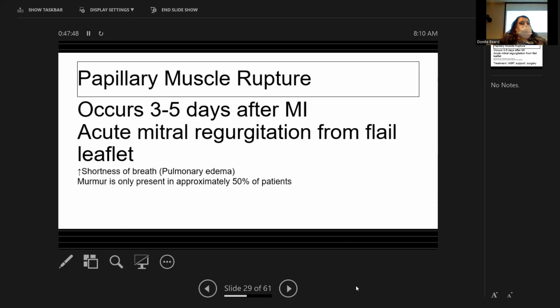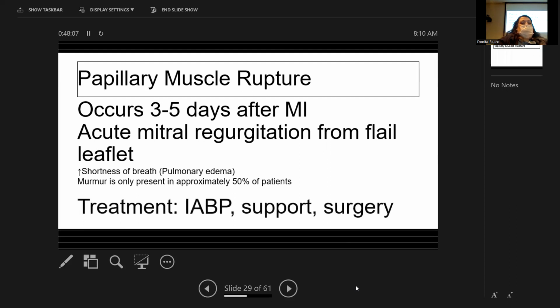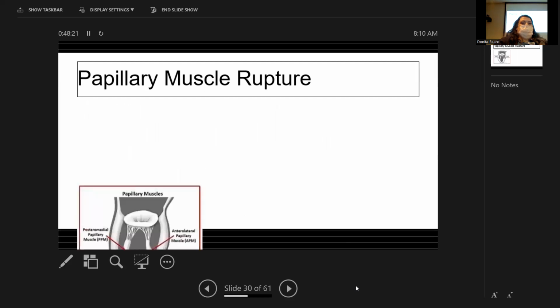Increased shortness of breath, it's very acute because it's so much volume and the heart has not had time to accommodate all of that. You often may not hear a murmur. So that's what can be hard, is that only about 50% of patients have a murmur of mitral regurgitation. And then usually the treatment for this is balloon pump early. This is one of the areas that we still use balloon pump a lot. It does seem to help significantly. You try to stabilize them and then get them to surgery as soon as possible.